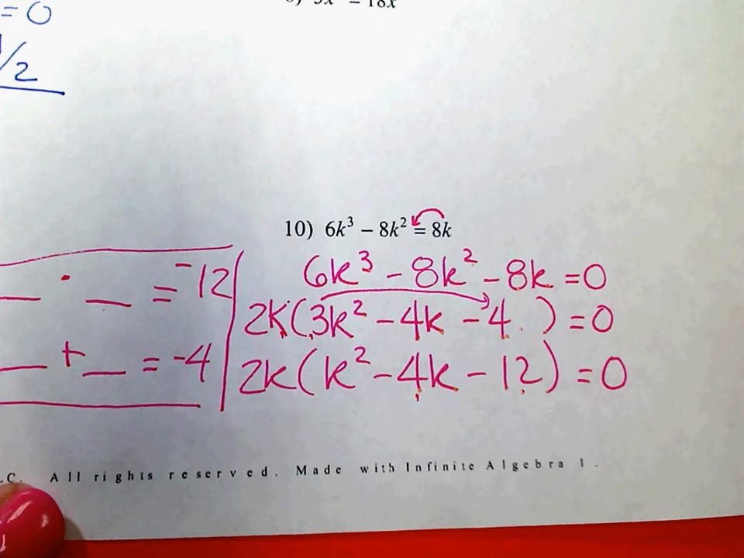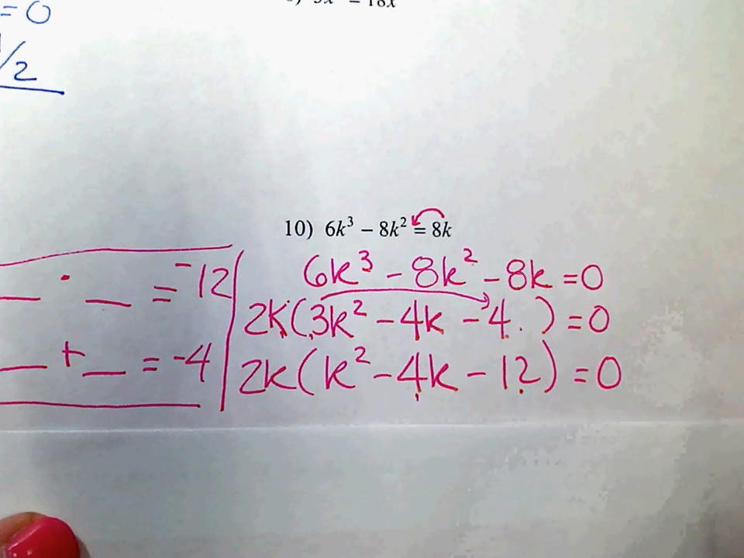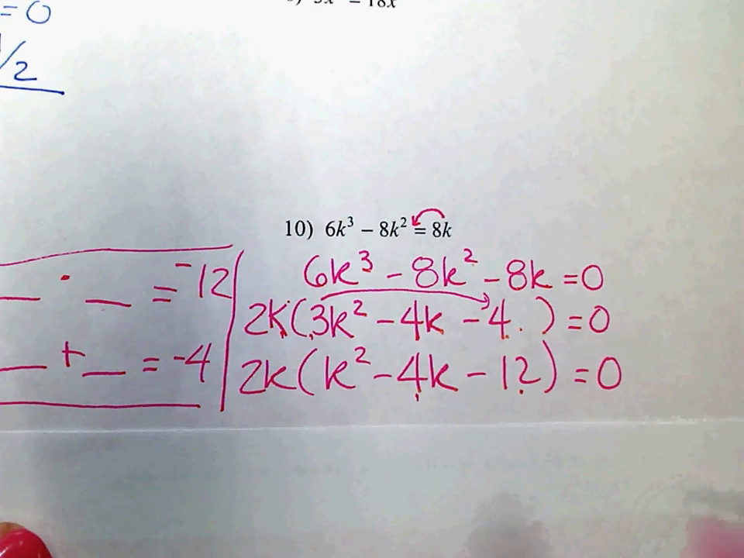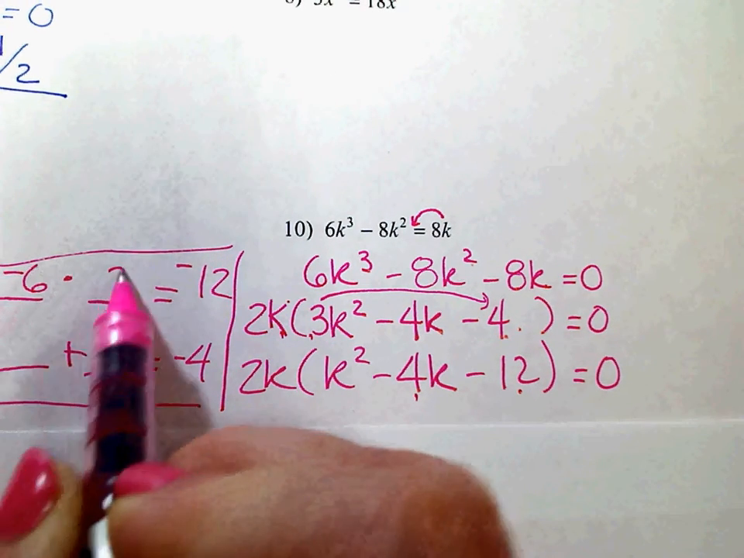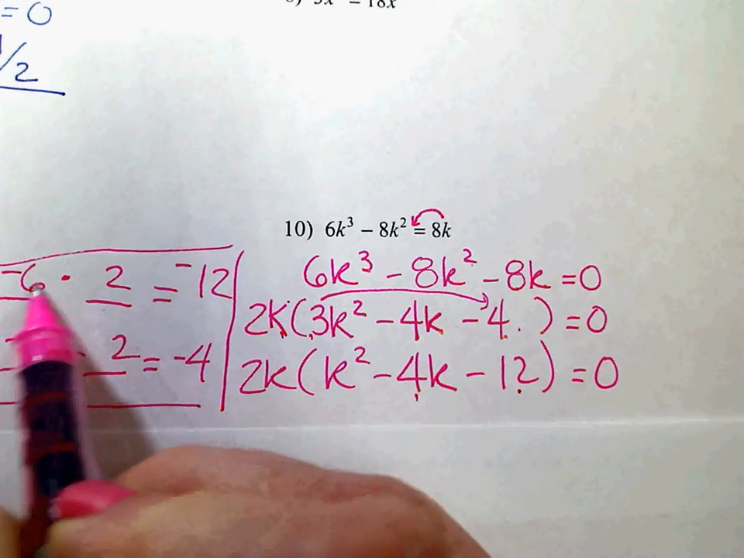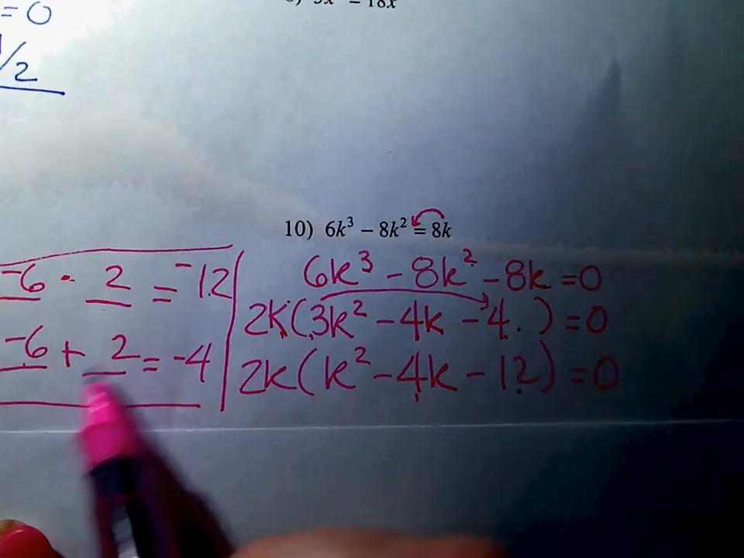I'll give you a second to think about that. Did you come up with -6 and 2? Because -6 times 2 is -12, and -6 plus 2 is -4.